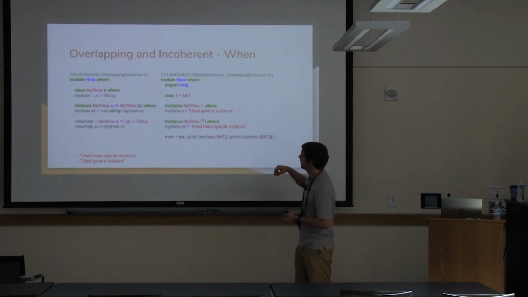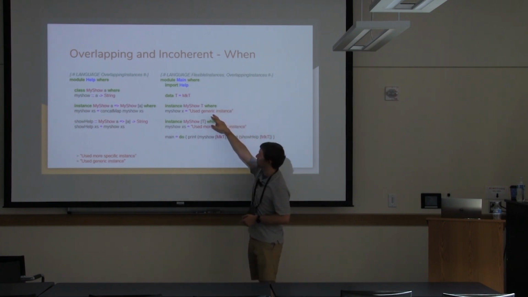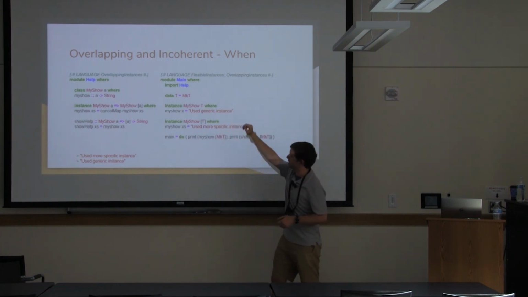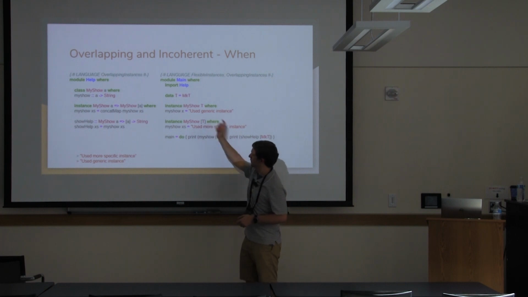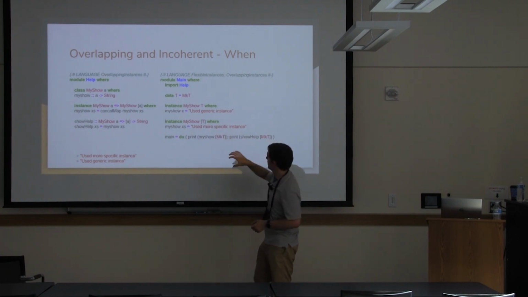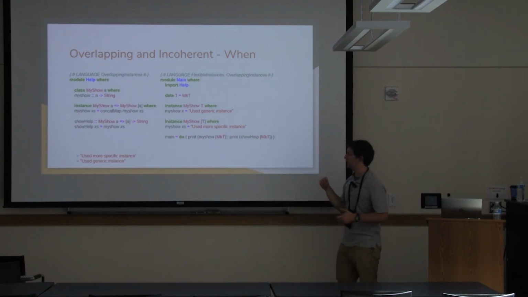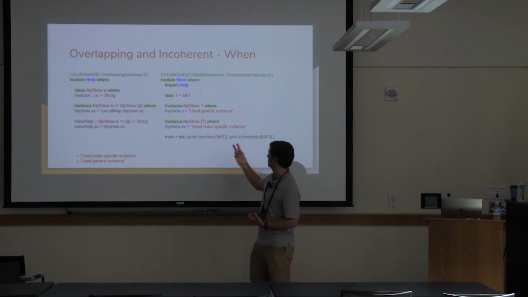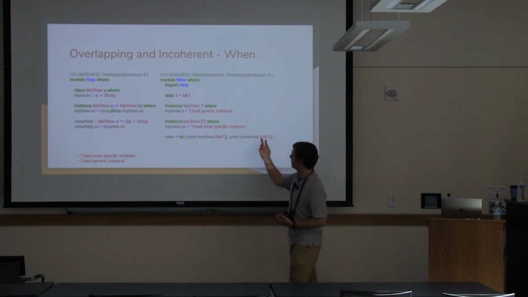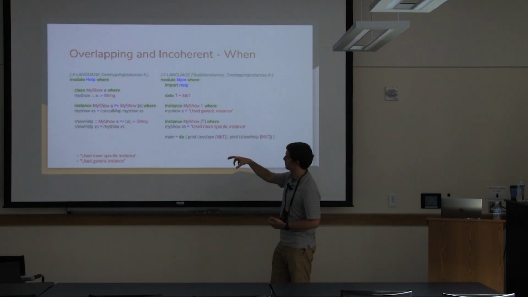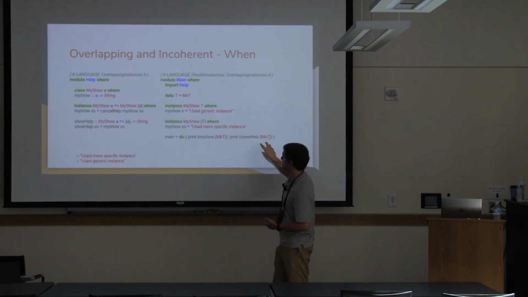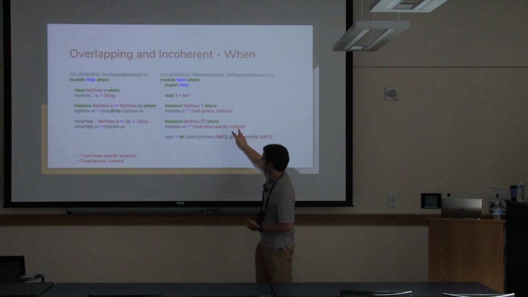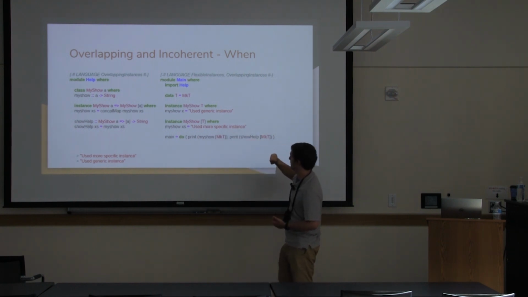And then we're going to define just our own little data type. We're going to give it a really simple instance for T, and then an instance for list of T, which is more specific. And then if you look at what the prints are doing here, it doesn't necessarily make sense to a lot of people. So the first thing is that you're going to use the showHelp from the Help module, which still just uses MyShow. It should go ahead and use that list instance, the more specific one, but it doesn't.